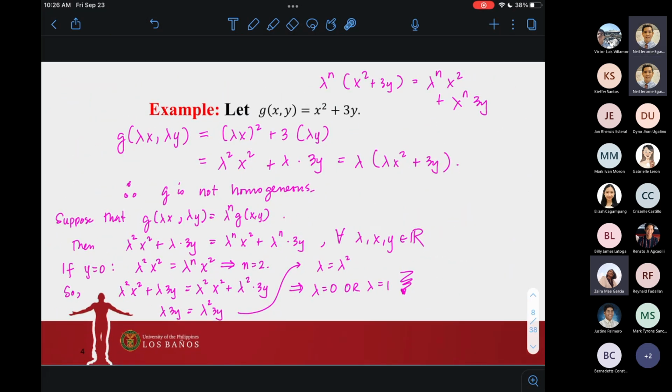This is for those pure math aficionados. Pero sa akin, okay na talaga to. Kasi clear na hindi siya homogeneous. Right? So let's see some properties of homogeneity before digging into the actual solution for homogeneous differential equations. But, Crystal has a question.